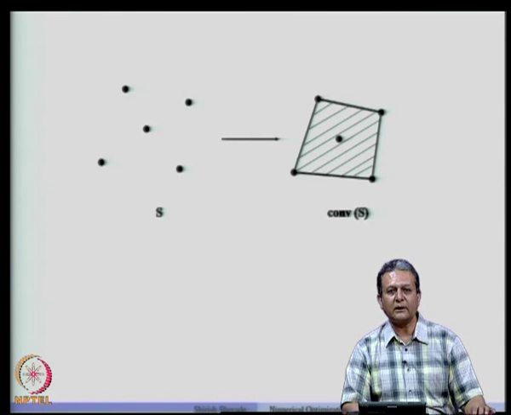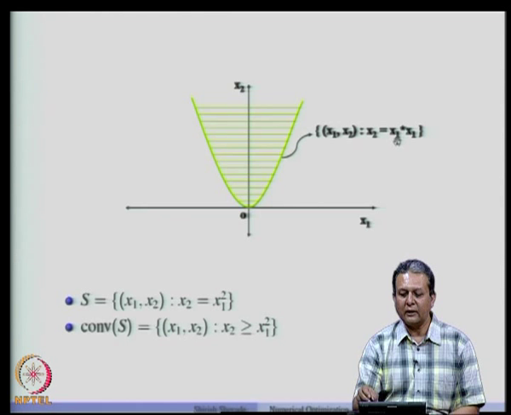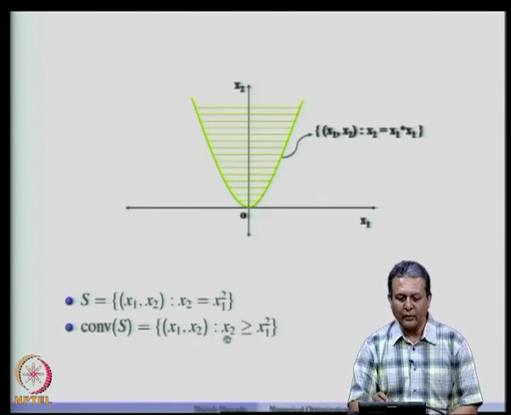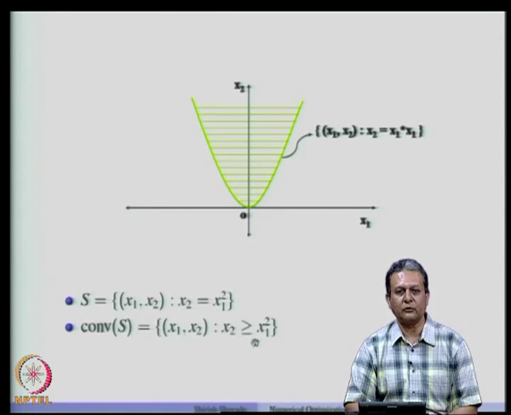So, here is one more example. We consider the set of x1, x2 such that x2 equal to x1 square. This was the given set, and the convex hull of this set is the set of points on this curve and the points above this curve. So, the shaded region here plus the points on the curve together form the convex hull of the set. This is basically the set of x1, x2 such that x2 greater than or equal to x1 square.